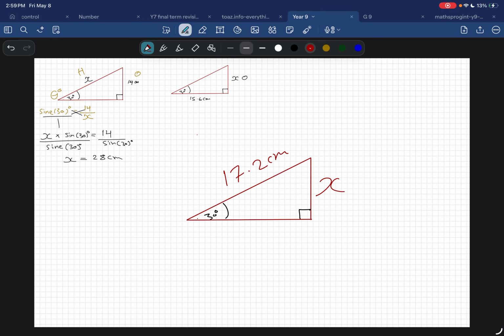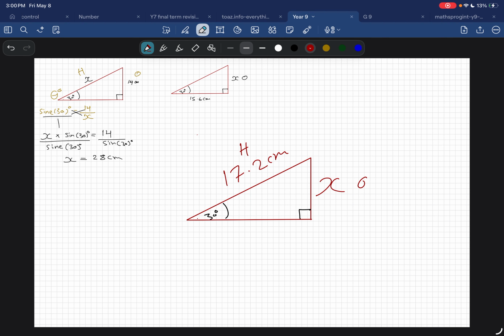In this case, what do we have? We have the hypotenuse, and we need to find the opposite to the angle. So which rule has a hypotenuse and the opposite to the angle? So we have the opposite, and we have the hypotenuse. Which rule is it?